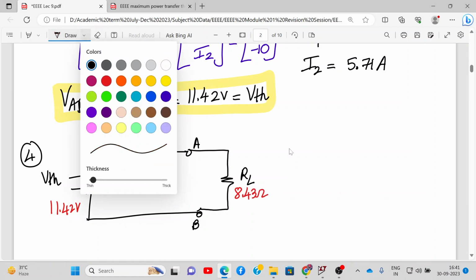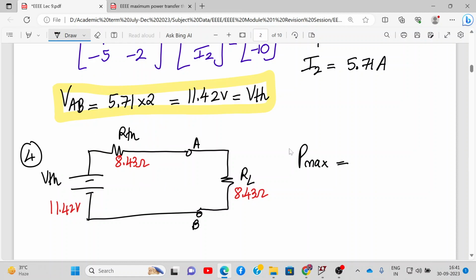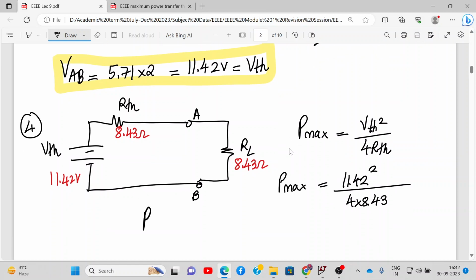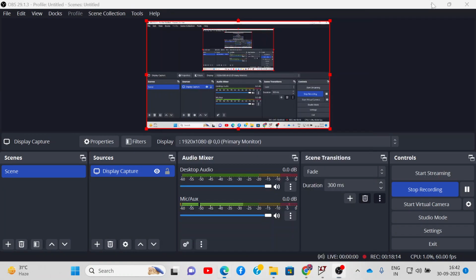So what is the maximum power? Maximum power will be transferred when RL is equal to RTH, and its formula is given by VTH square upon 4 RTH. So Pmax will be 11.42 square divided by 4 times 8.43. If you work it out, your Pmax is coming out to be 3.86 watt, and that is the answer. Okay, so now let us check these results in LTspice. So I'll go to the LTspice window.